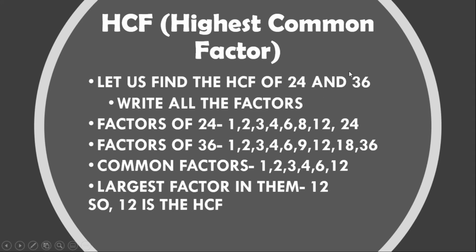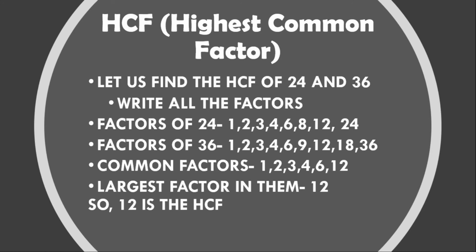For finding them, let us write all the factors of the numbers which we have selected, 24 and 36. Factors of 24: as I told you the method of how to find the factors of any number, you have to apply the method and find out the factors. The factors of 24 are 1, 2, 3, 4, 6, 8, 12 and 24. And the factors of 36 are 1, 2, 3, 4, 6, 9, 12, 18 and 36.